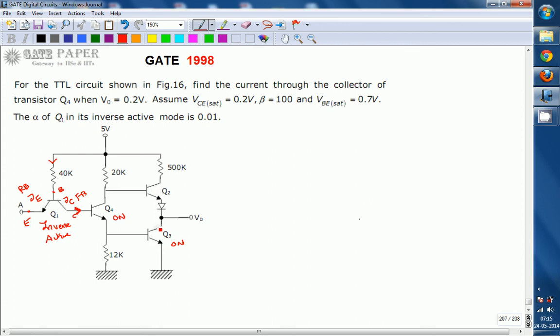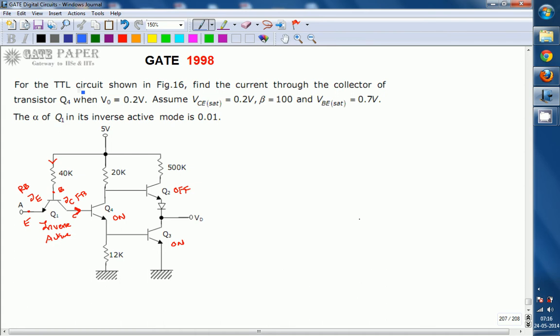The totem pole output configuration is mainly used to ensure that whenever Q3 is on, Q2 must be in the off condition. You can ensure this in this way. And this is the general TTL circuit, that is, the standard TTL circuit. Standard TTL is called a saturation logic family.